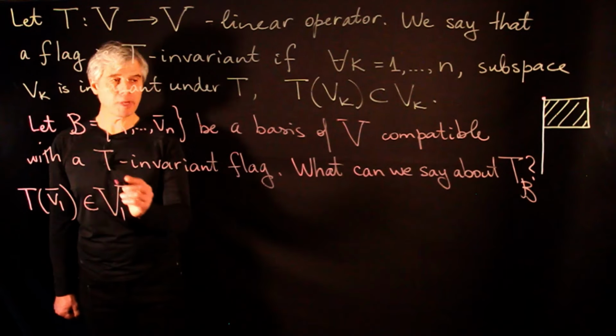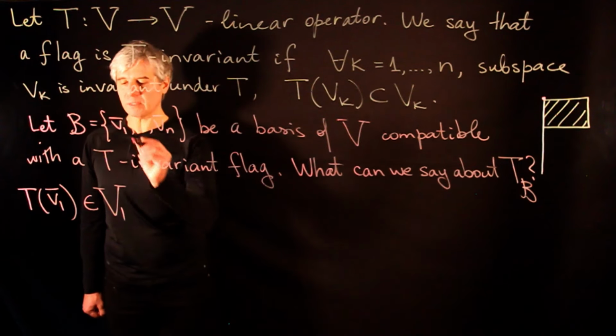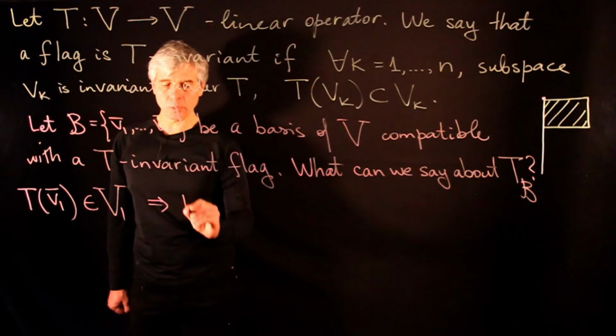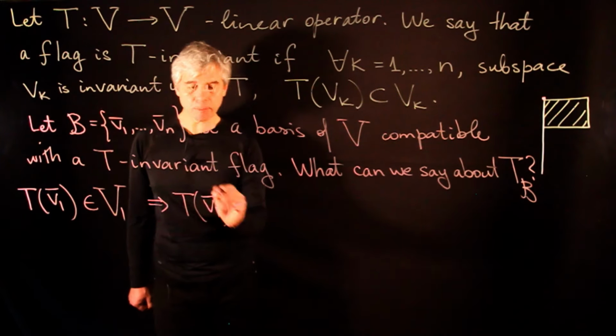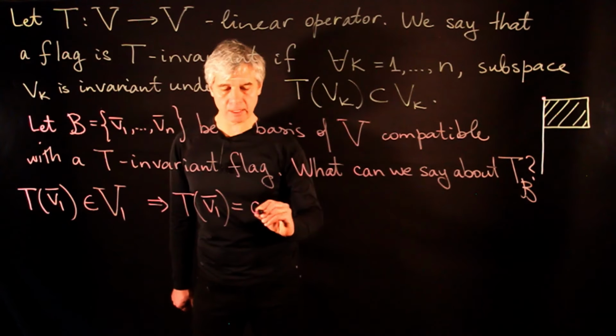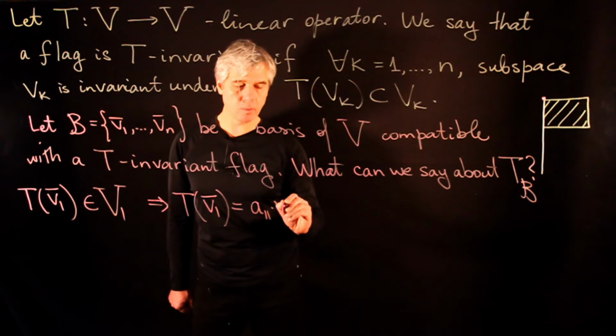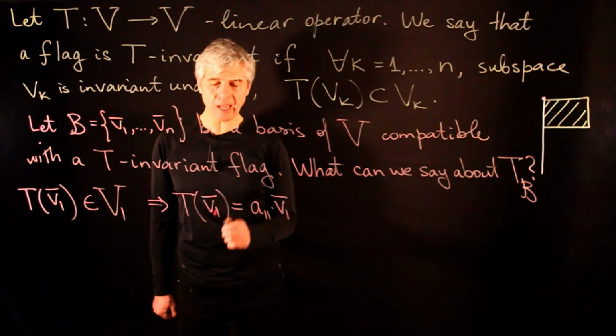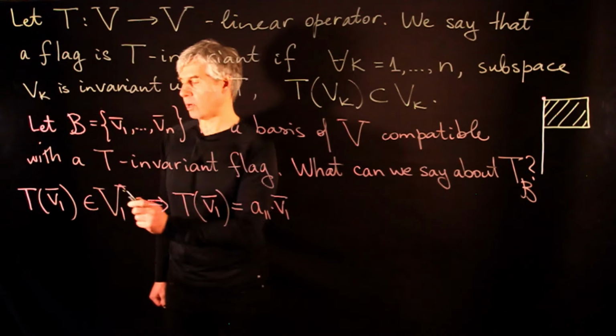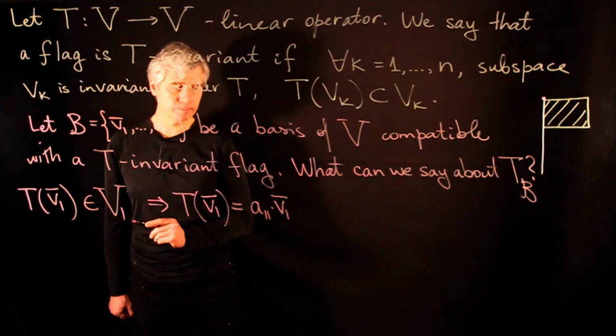And because this subspace is spanned by the first basis vector, from here we can conclude that T of V1 must be a multiple of V1. So we can write this as A11 times V1. So in fact, this says that the first basis vector is actually an eigenvector for our linear operator.